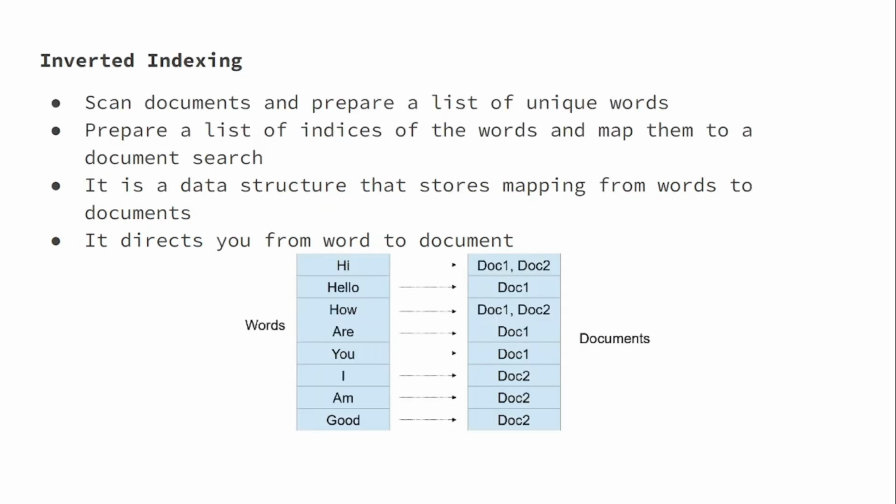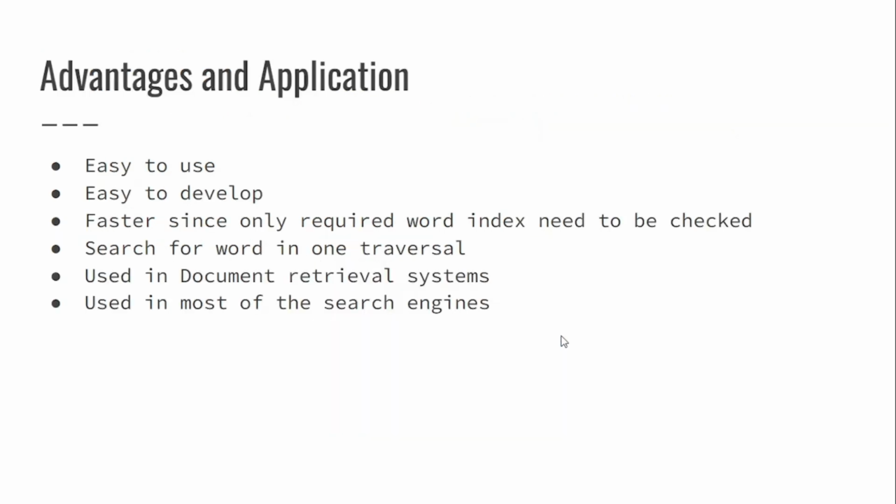But when coming to inverted index, if we want to find the word good, we can find the index first, and we can check the index. If the index contains the word, we can directly map to the document which has that word. So in a way, it is faster than forward indexing, and also the search can be done within one traversal. Usually inverted search is used in document retrieval systems and in most of the search engines.